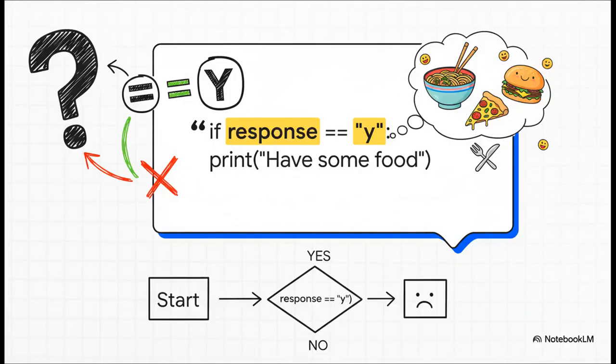Okay, now check this out. We can ask a user a question and then check their typed response. Here, our if statement is using that double equal sign we just talked about to see if the response variable is exactly equal to the letter Y. If it is, great, we offer them some food.